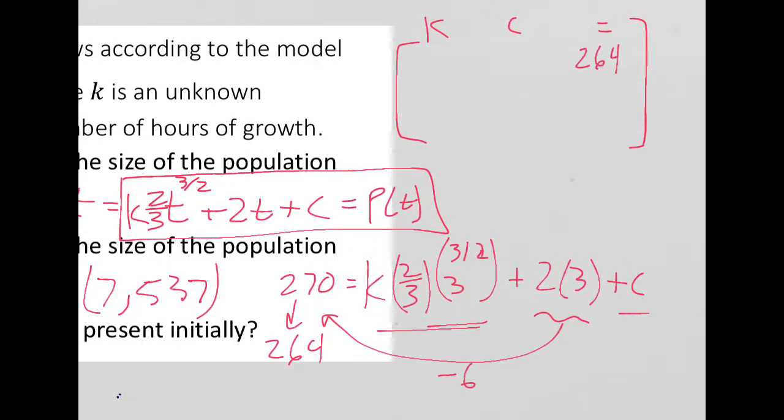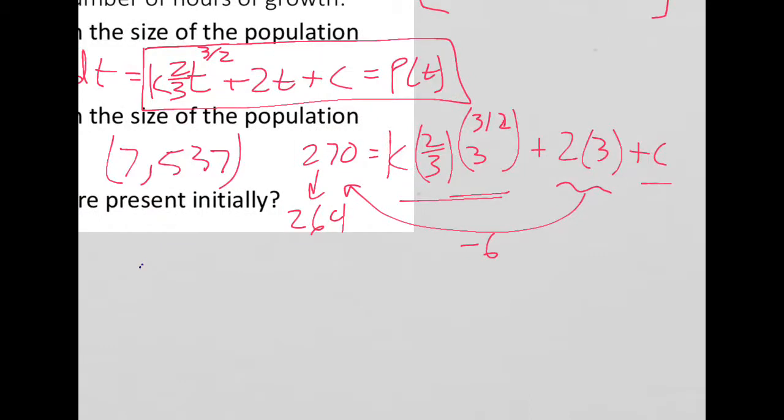In my k column, I'm going to have that entire ugly expression, 2 over 3 times 3 to the power of 3/2. You can simplify it, I don't care, but you can also just leave it like that. And then what's the coefficient on our c term? Well, it's just 1. So there's one of our equations, one row of our matrix, and now we need to plug in the other point.